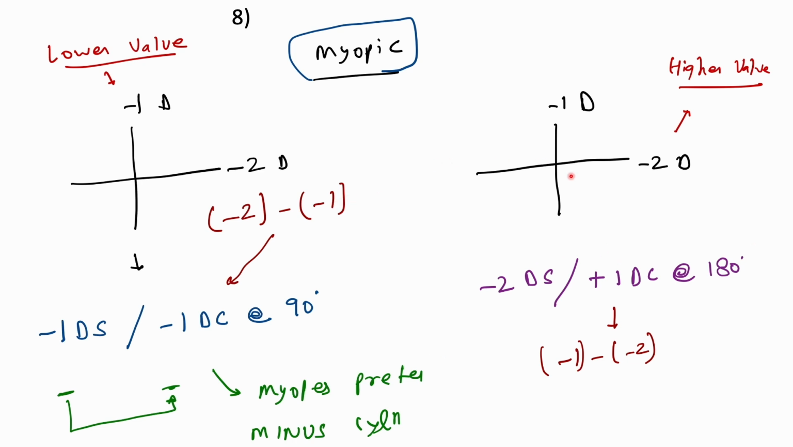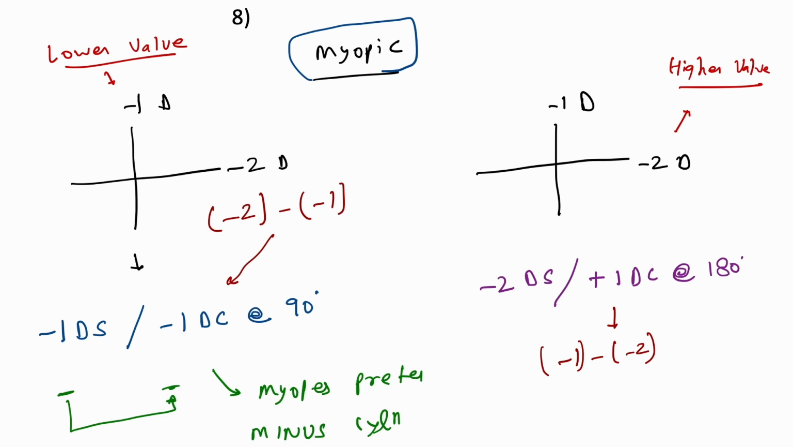Let's see the other example in a myopic patient. Now we are taking a sphere of higher value, that is -2. If we are taking the sphere of higher value -2, then to find the power of the cylinder we use the vertical meridian now: the vertical meridian minus the horizontal meridian value. So this comes out to be +1 cylinder at 180 degree. So in this example, you have seen that the cylinder can be plus or minus. This is known as minus cylindrical form and the other is known as plus cylindrical form.